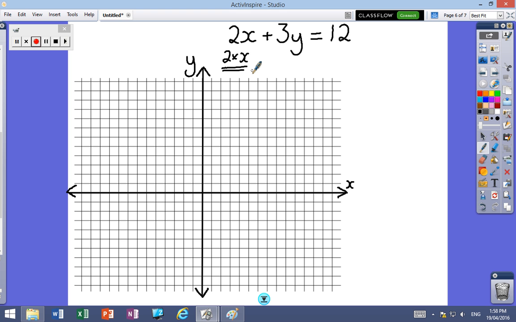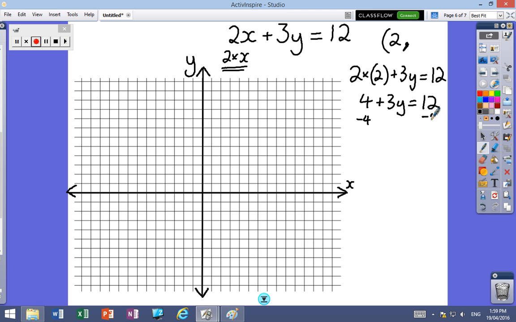So, I want to find out this time what happens when I put a 2 in for x. I'm going to replace x with a 2. Let's write it out. 2 lots of 2 plus 3 lots of y equals 12. Now this is a harder equation. It's going to take a little bit of mucking around. 2 times 2 is 4 plus 3 lots of y equals 12. I'm going to minus 4 from both sides. That kills that off. 3 lots of y equals 8.